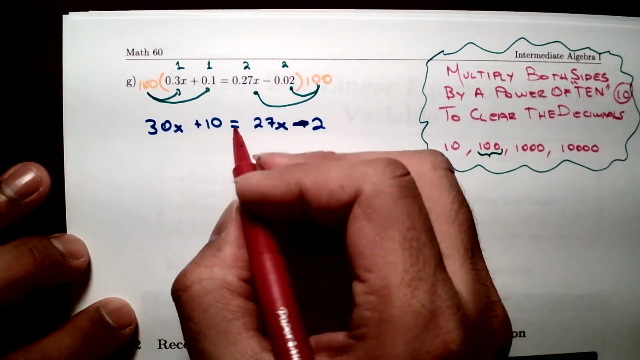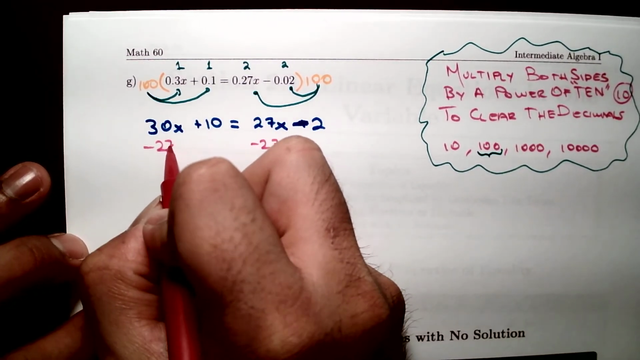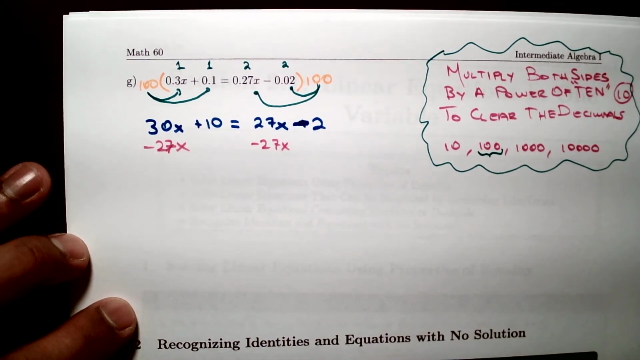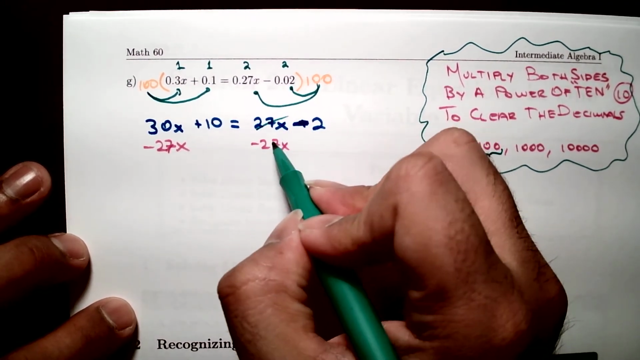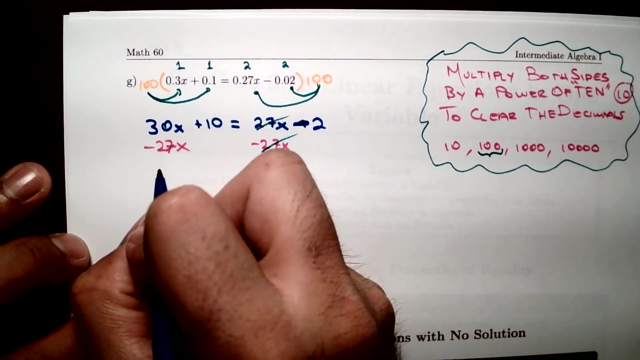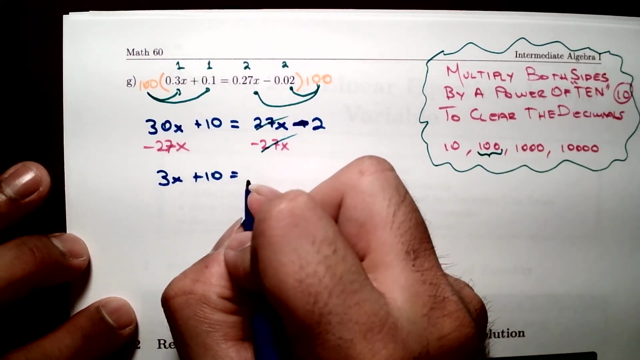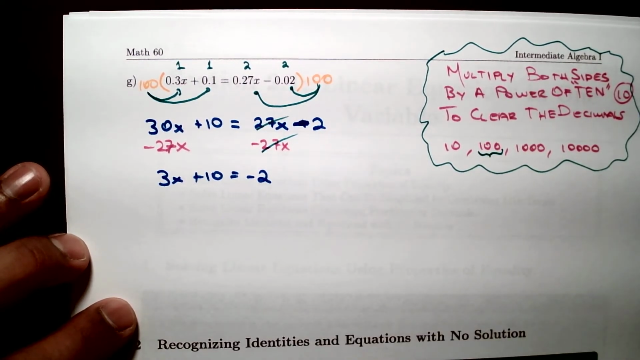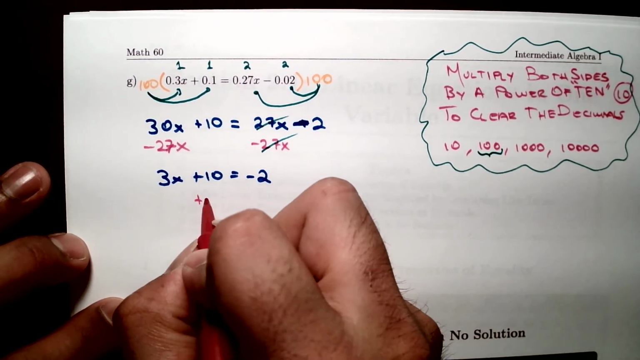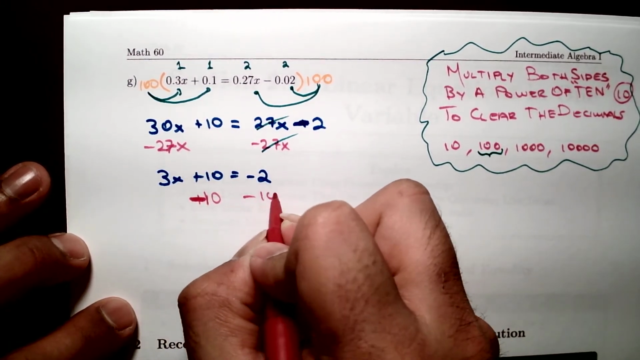And look, the equation looks a lot more friendlier than the equation we started with. So let's move the 27 by subtracting it on both sides. And that's going to give us 30x minus 27x, that's a 3x. Plus 10 equals negative 2.